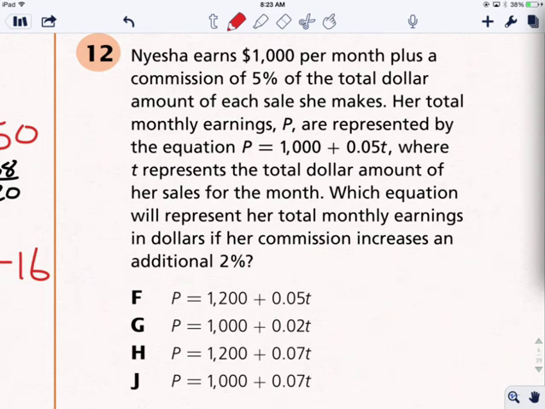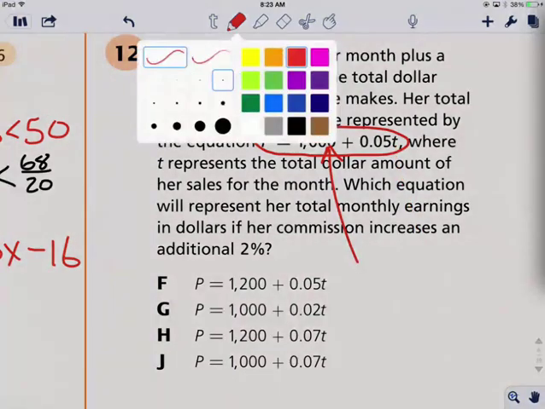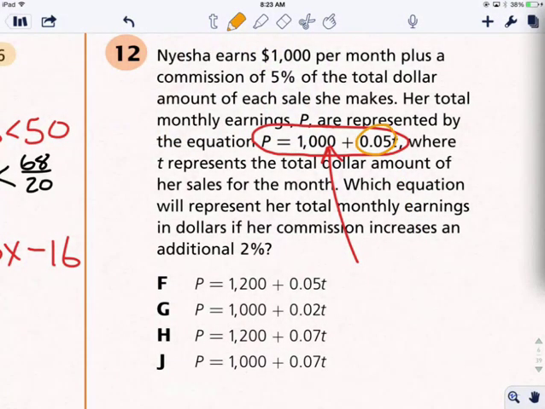Alright, now let's go ahead and look at number 12. I assume that you can read, so I won't read this problem to you, but we start out with this function here. P equals 1000 plus 0.05 times t. After reading through this situation, 1000 is how much she earns each month, regardless if she makes a sale or not. But if t is the amount of sales that she makes, you multiply that amount by 5% in order to get the commission that she makes.